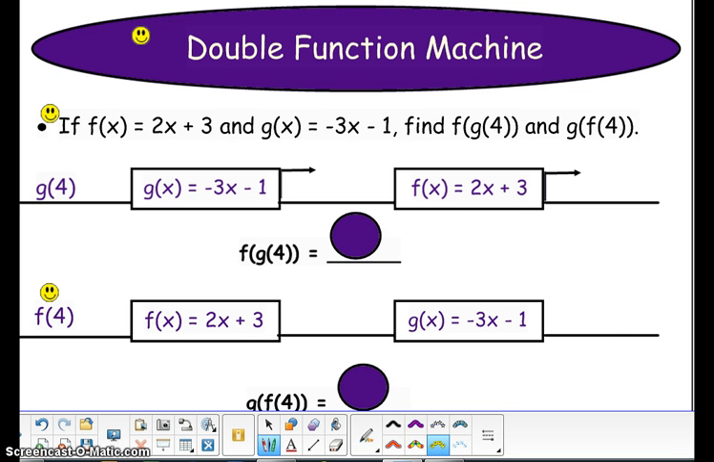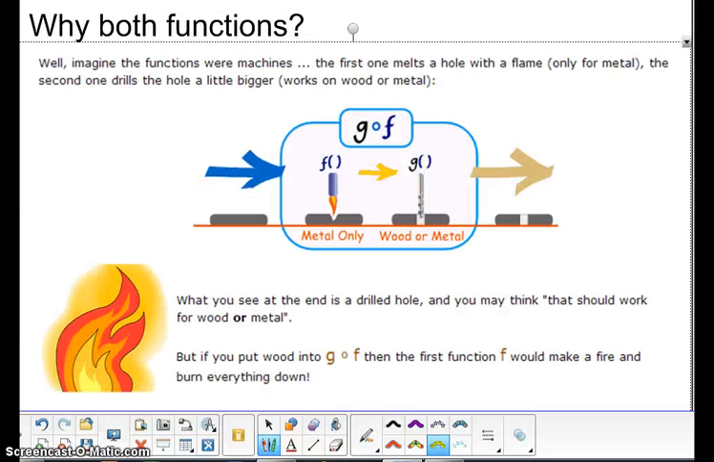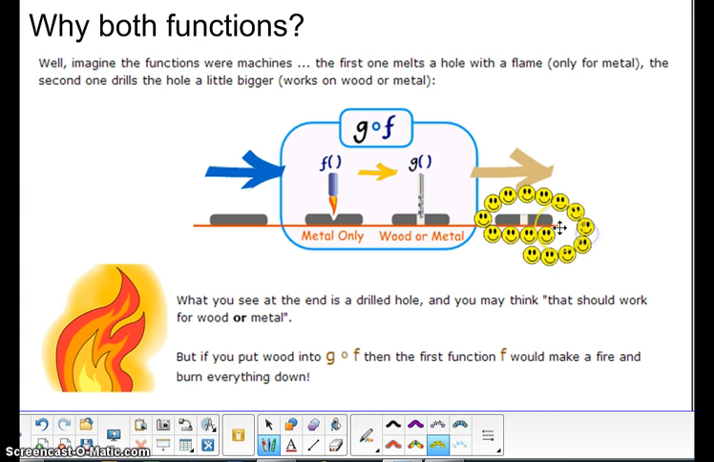The main focus of today's lesson is like a double function machine, aka the composition of functions. Now you're thinking, wait a minute, what does this mean? Sometimes machines have 2 things or 3 things or 4 things that happen in them. Imagine that the first one melts the hole with the flame, and then the second one drills the hole a little bigger, which ends up with the ending result, which is what you want, right? You don't have to write this down.